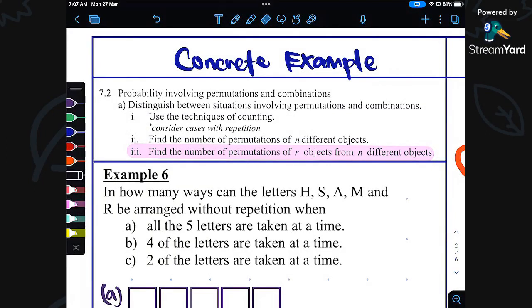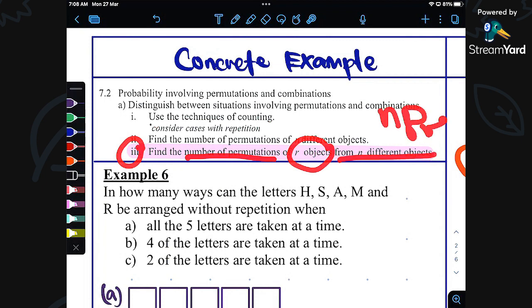Hello everyone, welcome back. In the previous video, we already learned how to use the technique of counting, and we also learned how to find the number of permutations of n different objects, which is nPn equals n factorial. Now in this video, we will focus on the number of permutations of r objects from n different objects, which is nPr. So let's see what is meant by r.